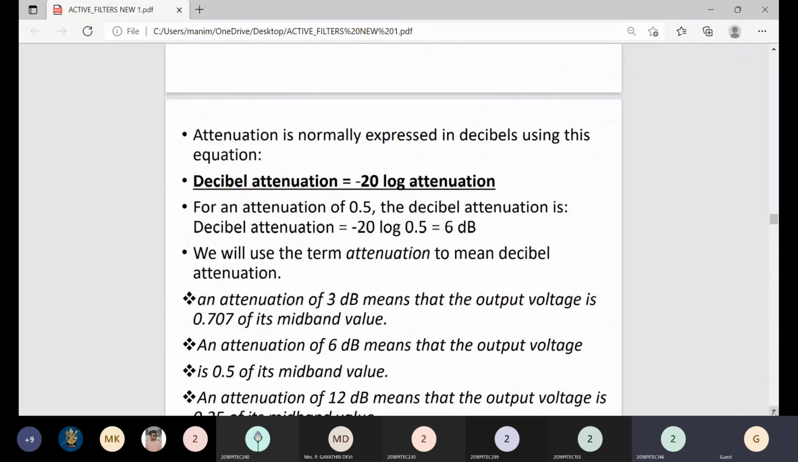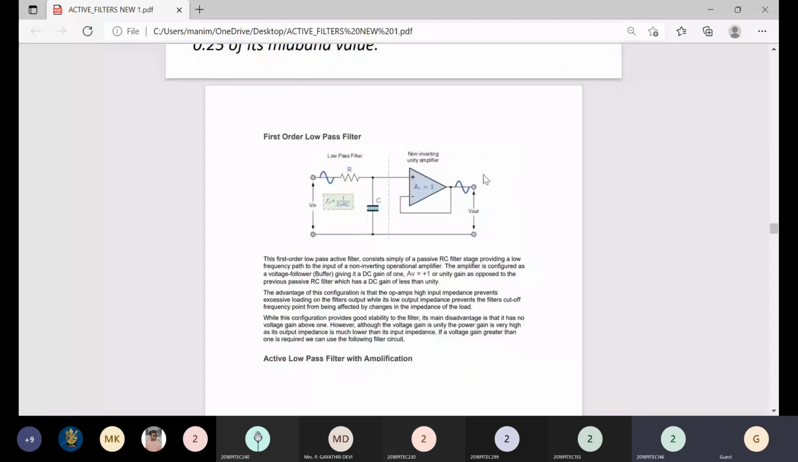So with the feedback loop. The advantage here is that the operational amplifier has high input impedance, so it avoids excess loading on the filter, right? Then the operational amplifier has a low output impedance, which prevents the filter's cutoff frequency point from being affected by changes in the impedance of the load, right?